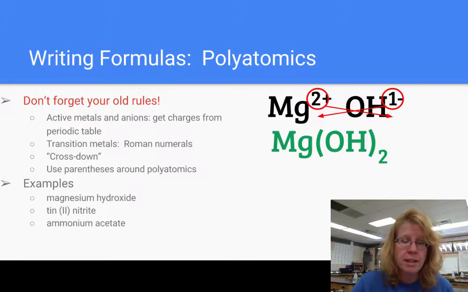So now's your turn to pause. You want to try to write a formula for tin 2 nitrite and ammonium acetate. So hit pause, and I'll come back and do these for you here in a second. Ready for spoilers? 3, 2, 1.